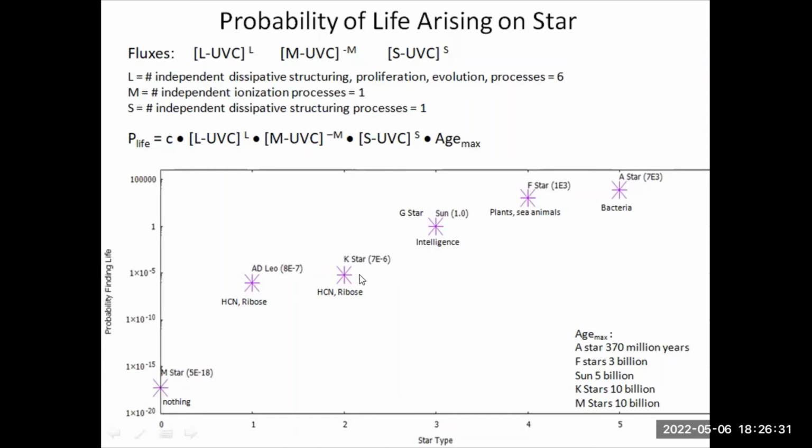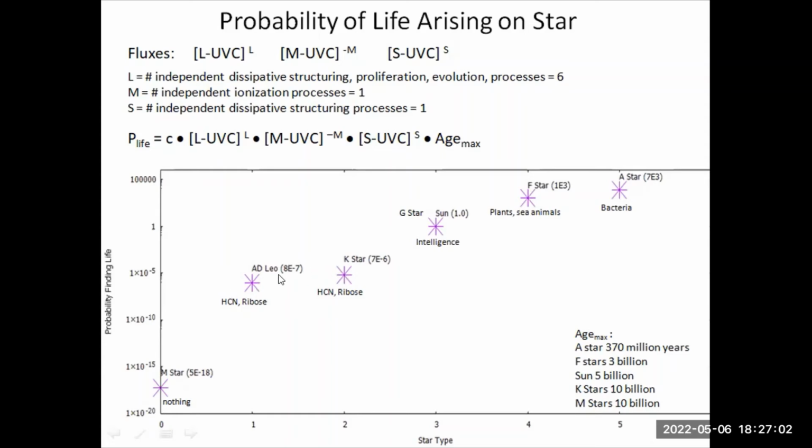These other stars are more long-lived. The K-type stars live for 10 billion years. But the probability of finding life by this formula is very low, and that's because there's very little light in the long wavelength UVC range. So we can assume that probably, if anything at all exists, we would have just some of the precursors and maybe some of the fundamental molecules, but not all of them, and not the process of life.